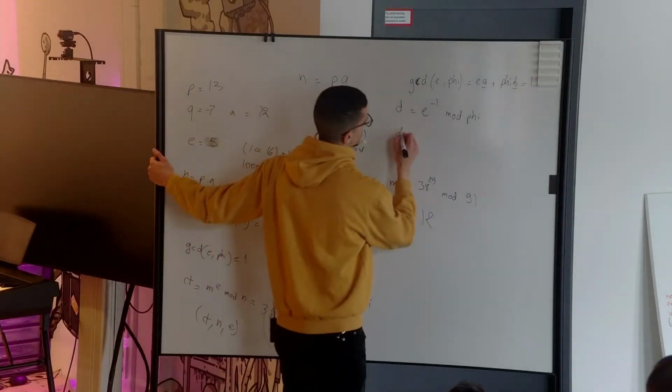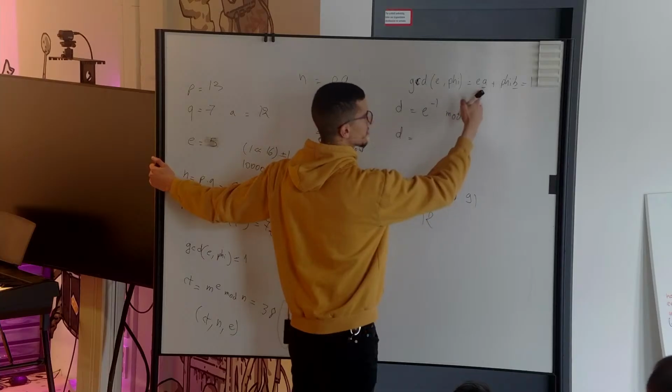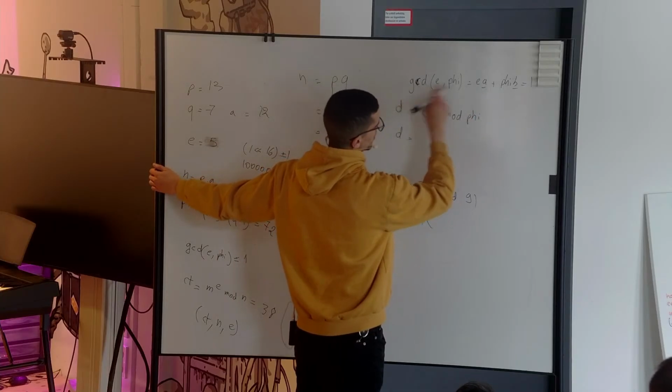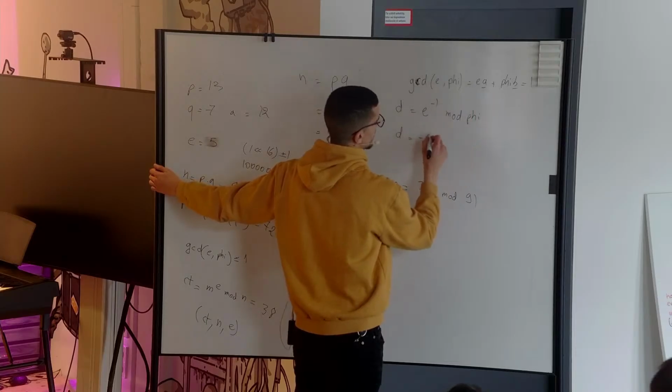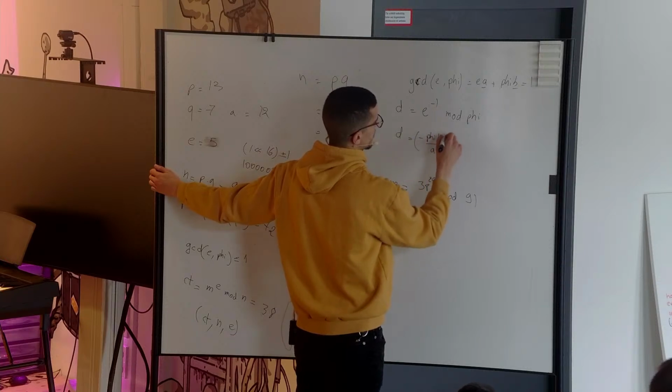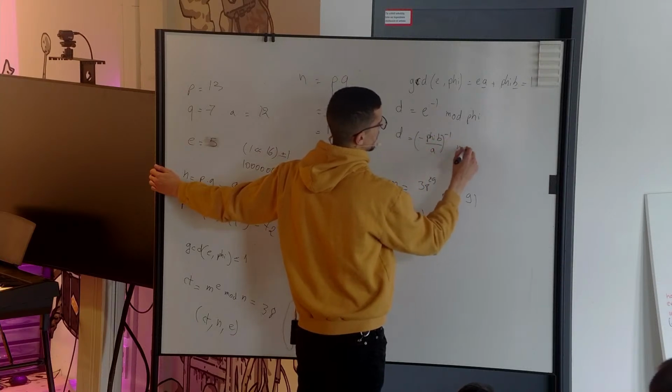D will be equal to E. It's minus A. So if we take everything to the other side, it will be minus phi B divided by A. All of this will be -1 mod phi.